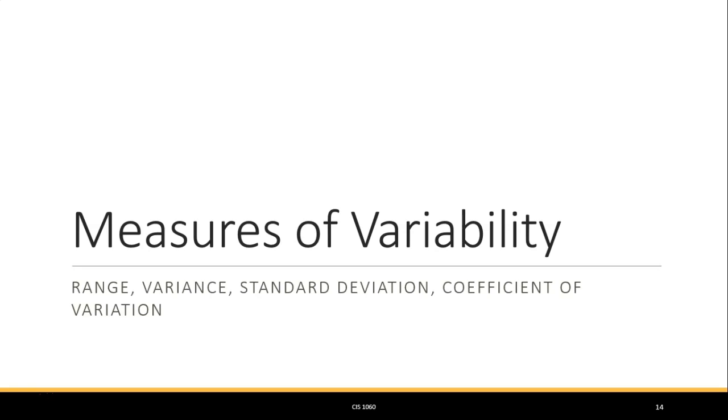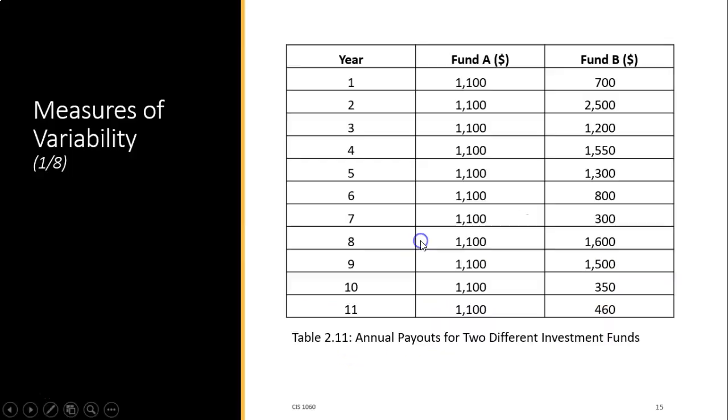So variability is really kind of the essence of statistics, and it's also some of the essence of data analytics. Here we have a data set of two funds for investment. We have Fund A and we have Fund B. I'm going to show you this data set in Excel. There are 24 years here, and I'm going to show you both years. But notice that Fund A every year has $1,100 of payout, where Fund B varies.